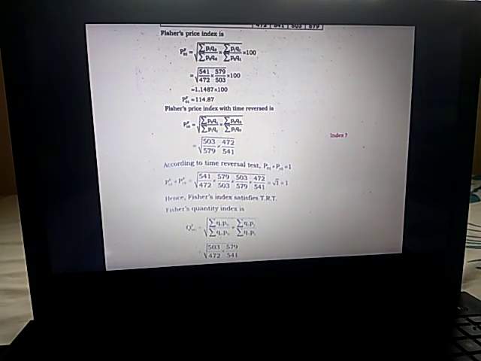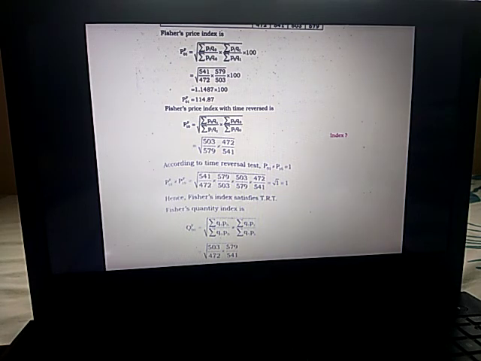Now Fisher's price index with time reversed: to check the time reversal test we need P10 also. So we'll calculate P10. P10 to the power F is nothing but root under summation P0 Q1 divided by summation P1 Q1 into summation P0 Q0 divided by summation P1 Q0. So wherever in P01 it is 0, now in P10 it will become 1. The zeros and 1s will be reversed. For this also, all the values are already found out. We substitute in the formula.